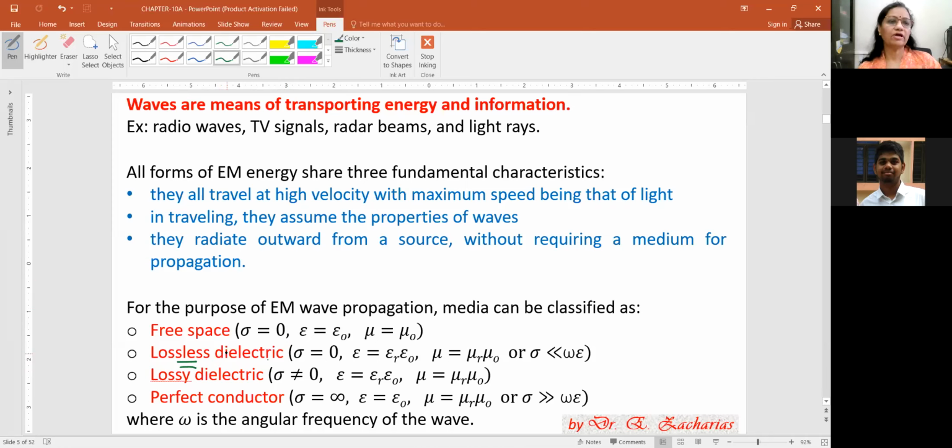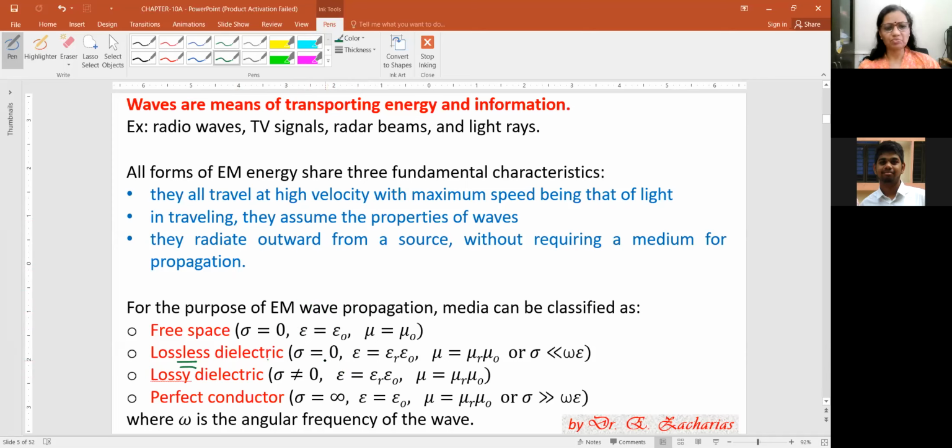The name itself conveys what it's trying to say. When we say lossless, we are talking about a dielectric medium through which if you pass an electromagnetic wave, there is no attenuation, there is no loss of power, there is no loss of amplitude. Are you understanding? So a lossless dielectric is one through which if you pass a wave, there is no loss. That's why it's called lossless. Loss of what? Loss of energy or loss of amplitude of the wave.